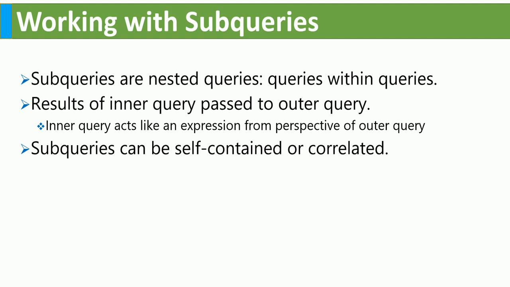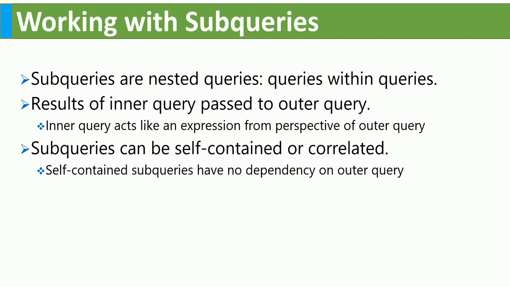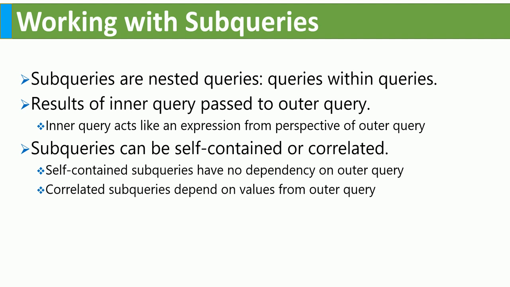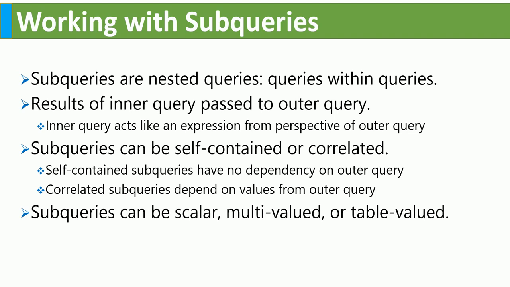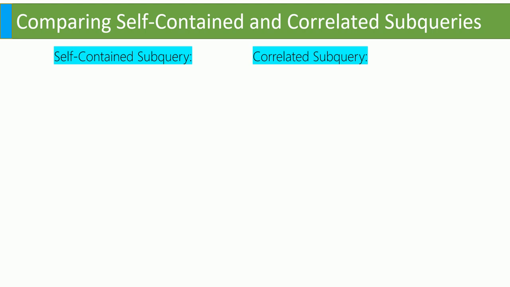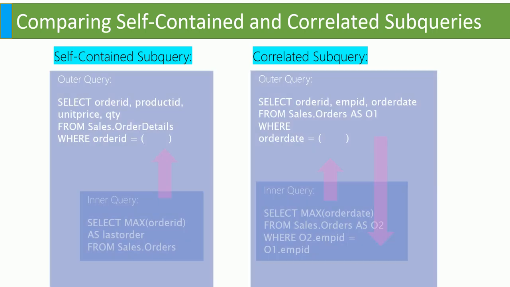A subquery can be self-contained or correlated. A self-contained subquery has no dependency on the outer query. A correlated subquery depends on a value from the outer query. And a subquery can be scalar, multi-valued, or table-valued. So let's understand the self-contained query and the correlated query.